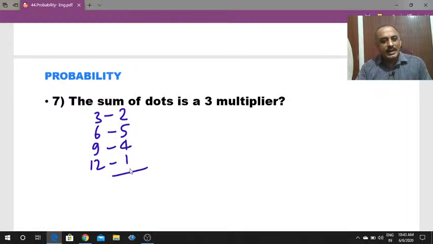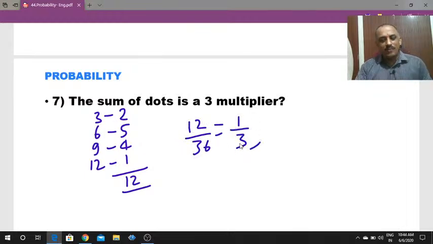What is the total? The total is 12. So 12 by the total number of possible outcomes, which is 36. 12 by 36, 12 ones, 12 threes. Therefore, it is 1 by 3.